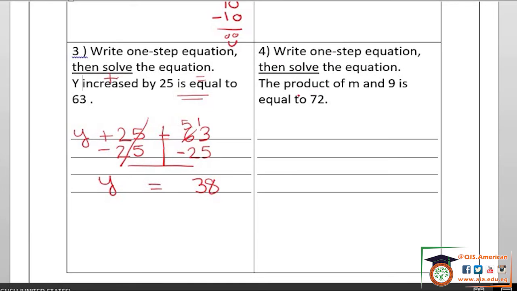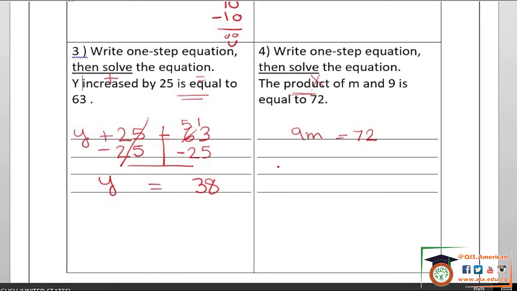Look at question number 4. Write a one-step equation, then solve the equation. The product of n and 9. This word, we saw it before in the last quarter. Product means what operation is this? It means multiplication. The product of n and 9. So this means 9 times n equals what?